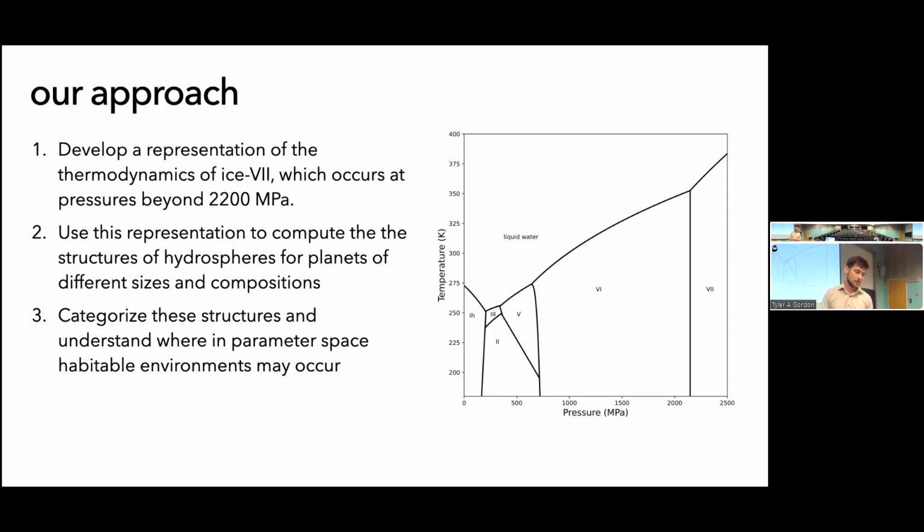So my part in this project, or the first part of this project for me, was to work on developing a representation of the thermodynamics of ice 7 that we could use in order to model planets with much heavier hydrospheres than you could model without incorporating ice 7. The second part of this project was to use that thermodynamic representation to compute structures for hydrospheres for planets with different sizes and compositions of core. And then the third part is to categorize those structures in order to understand where in parameter space habitable environments might occur.